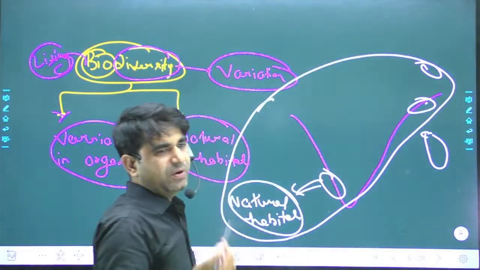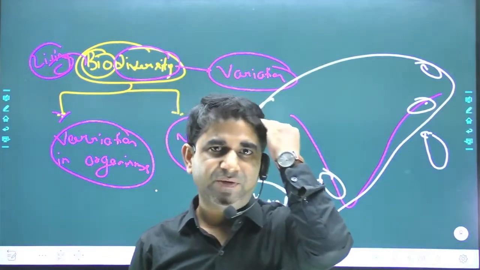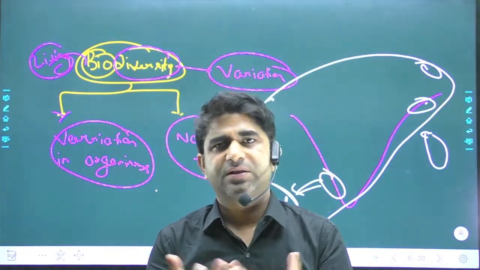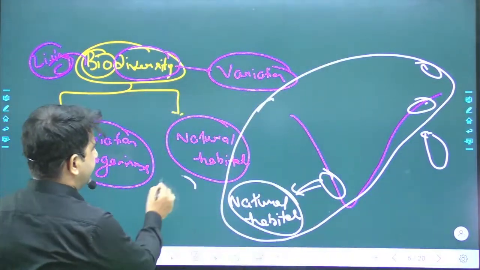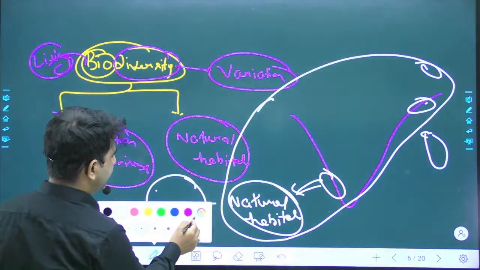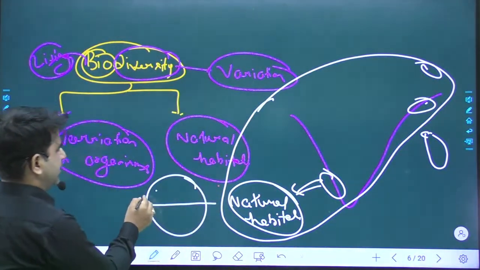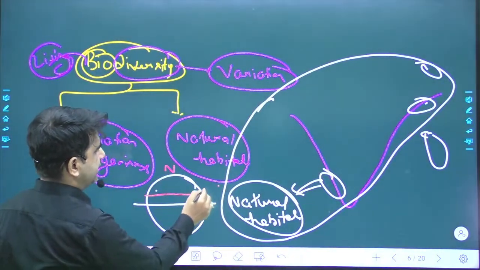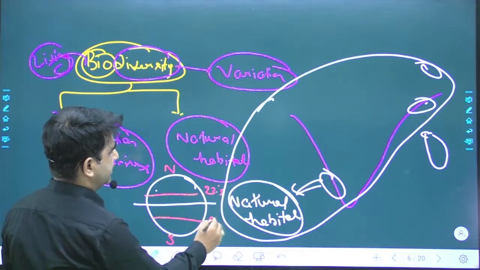So in simple words we can say biodiversity is a term for the variation of species in a specific area. And when we talk about the whole world, that is our equator. So the area near the equator, like you can say that is north, that is south, that area is 23.5 north, and that is 23.5 south.